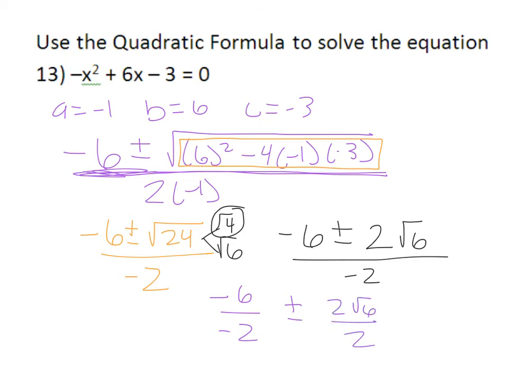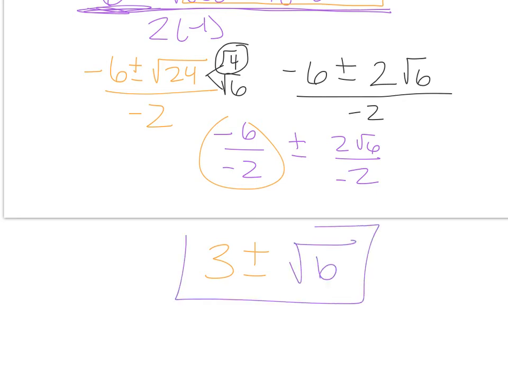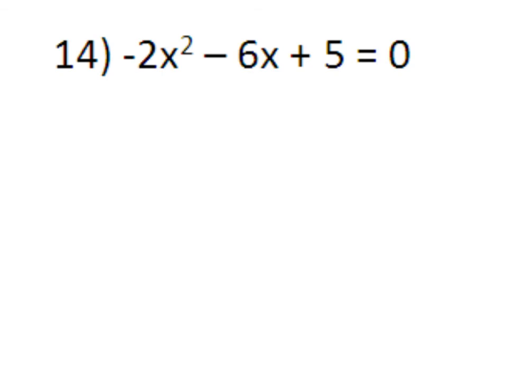Now when I completely simplify this problem, this right here simplifies to 3, and I have my plus or minus. When I have this negative 2, this is still going to cancel each other out. Because I have a plus or minus, it still takes care of both positive and negative. So the 2's will just cancel out here, so it would just be 3 plus or minus the square root of 6.